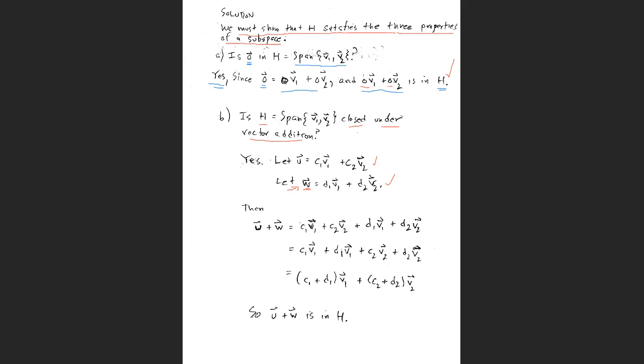So what do you think I'm going to do with these vectors u and w, if I'm going to show that our space is closed under vector addition? Yeah, that's right. I want to add them up. Let me add them. So u plus w would be c1 v1 plus c2 v2 plus d1 v1 plus d2 v2.